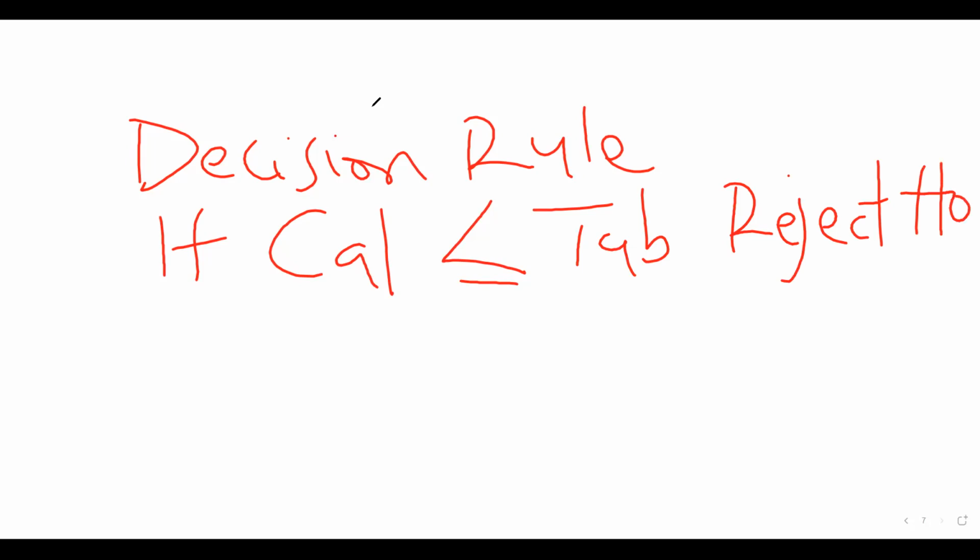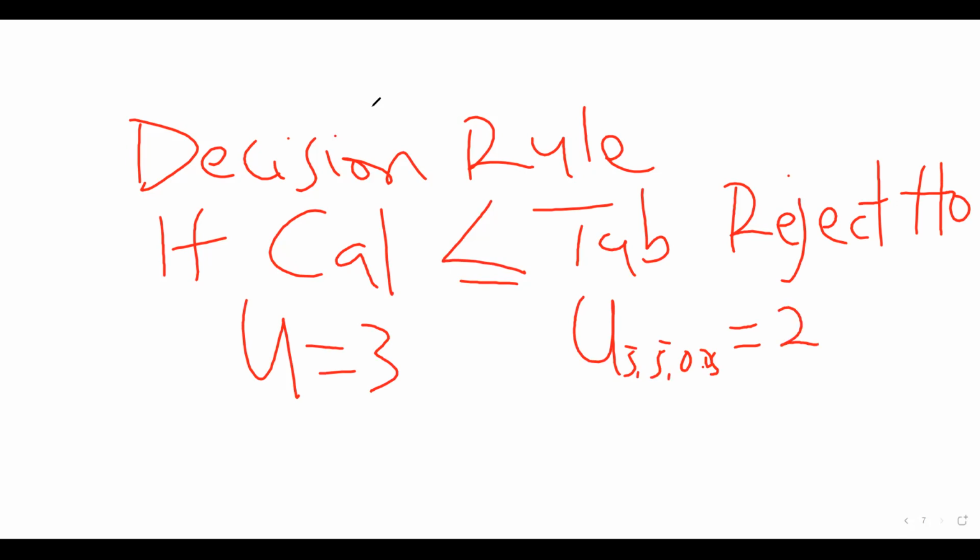Our calculated here was U equal to 3. Our tabulated here was U subscript 0.05, and this tabulated was equal to 2. So given this scenario, should we reject the null hypothesis or not? Type it for me. Is it reject or don't reject?